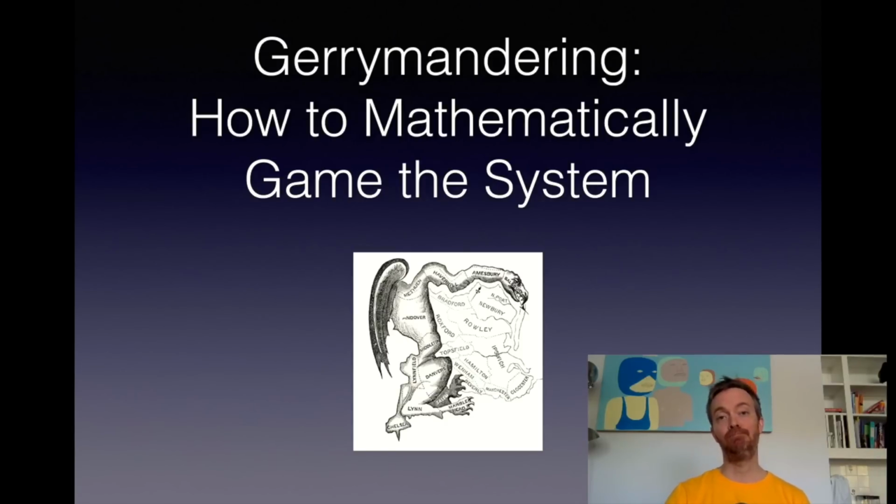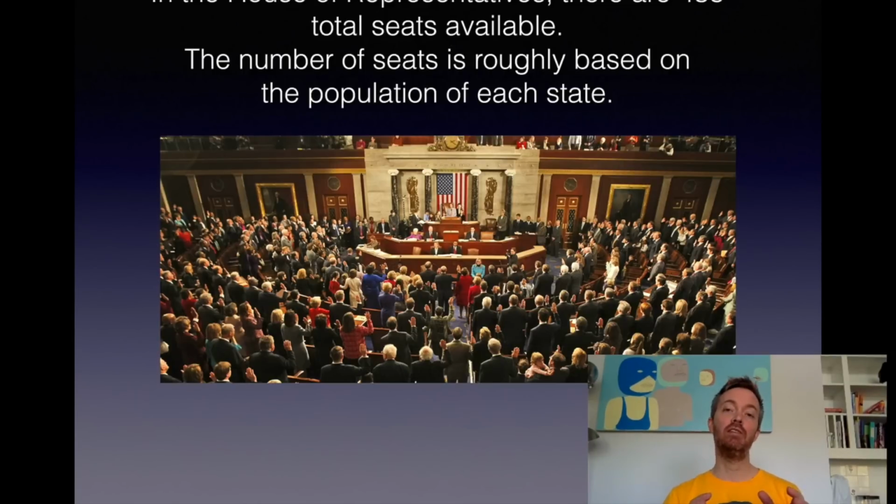game the system. So in our House of Representatives, there are exactly 435 total seats available, and the number of seats is roughly based on the population of each state. And again, the House of Representatives has many functions, but a couple of big functions is it serves as one of the checks and balances to the power of the presidency, and it's also a way for local communities to get representation at the highest level of government.